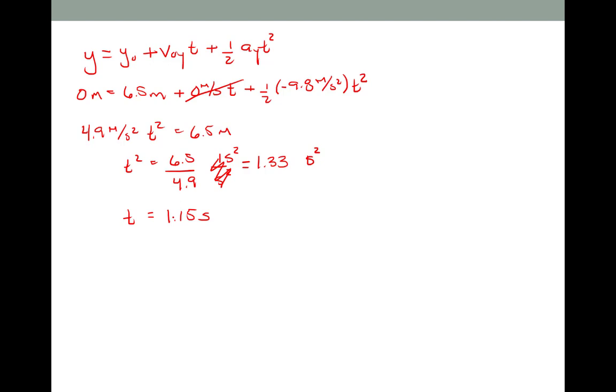And now I can find the horizontal distance. And because I have lots of blank slides, I'm going to go to a new one and pull in my horizontal equation. So our initial horizontal position we let equal to 0. Our initial horizontal velocity was 3.5 meters per second. And we just found the time of 1.15 seconds.